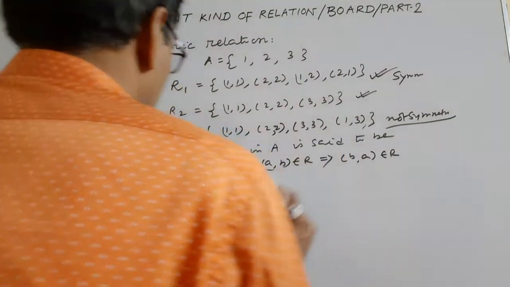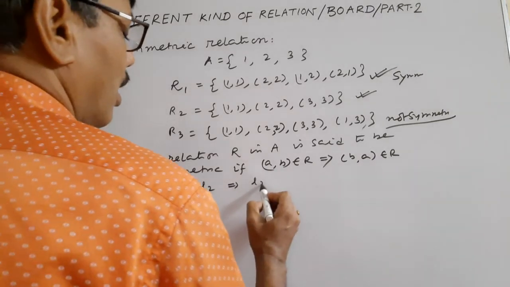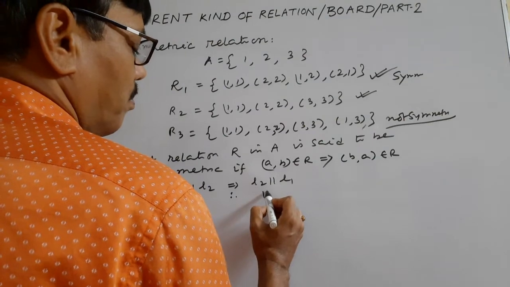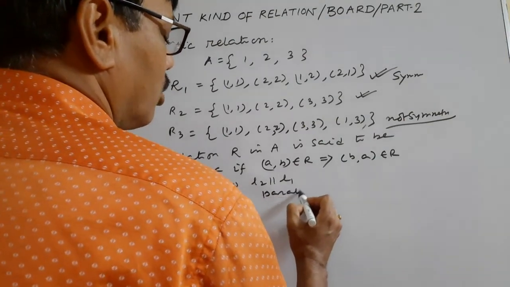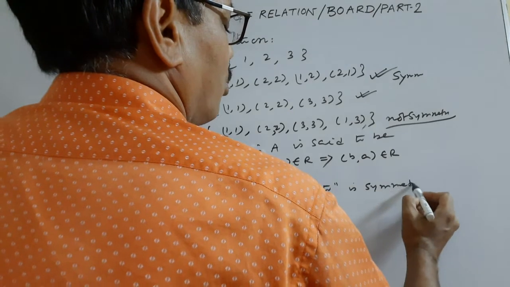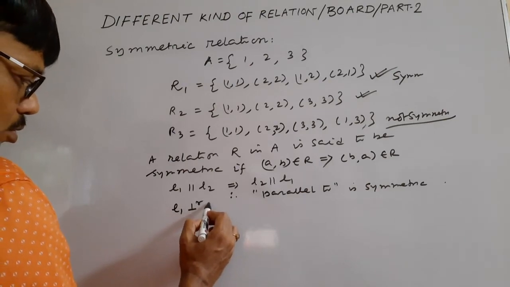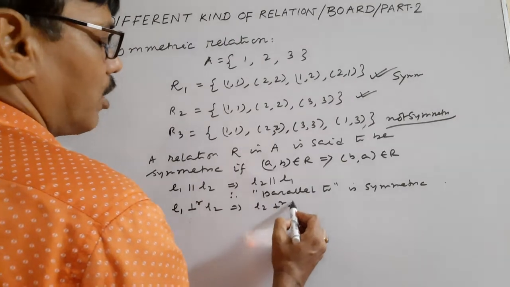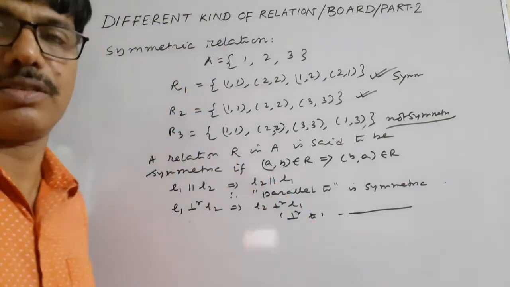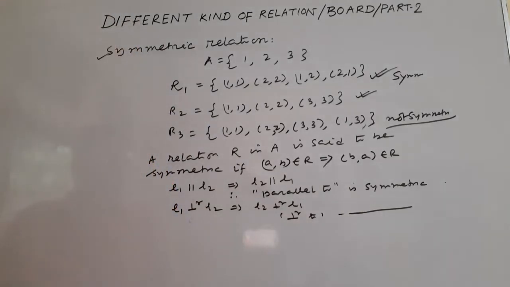Practical example: L1 parallel to L2 implies L2 parallel to L1. Therefore, the relation parallel to is symmetric. L1 perpendicular to L2 implies L2 perpendicular to L1. So, perpendicular to is a symmetric relation. So, very, very simple. This is symmetric relation.